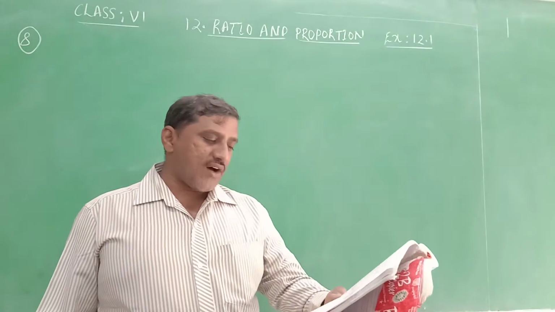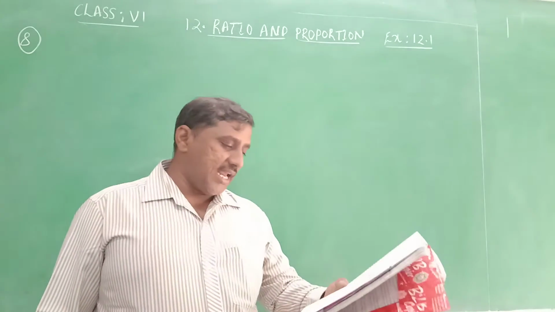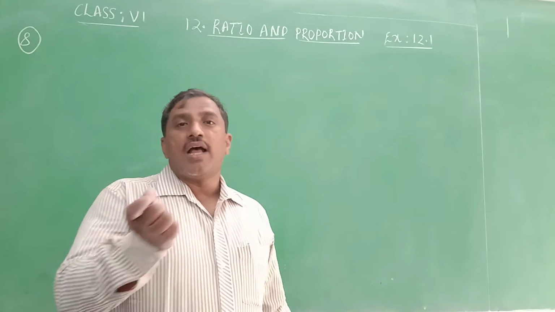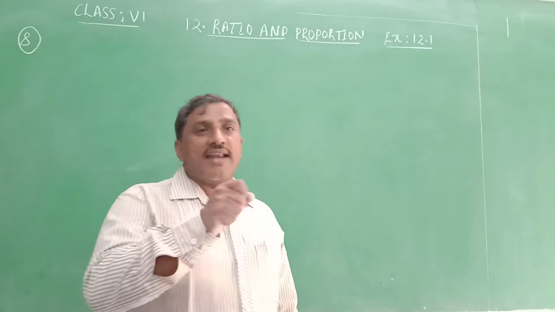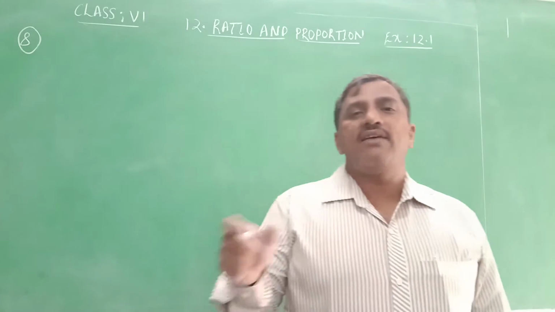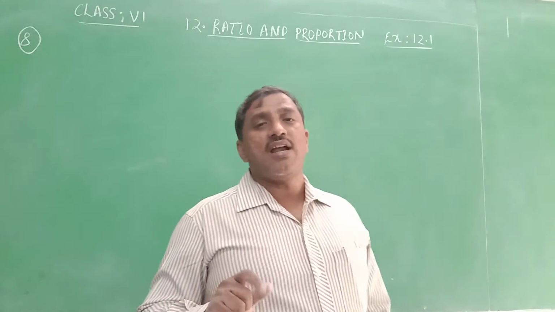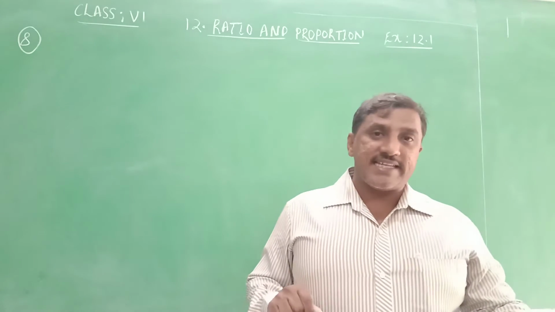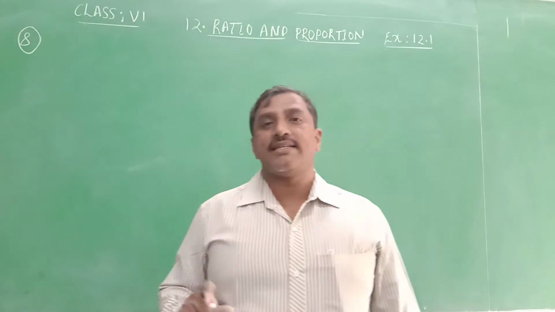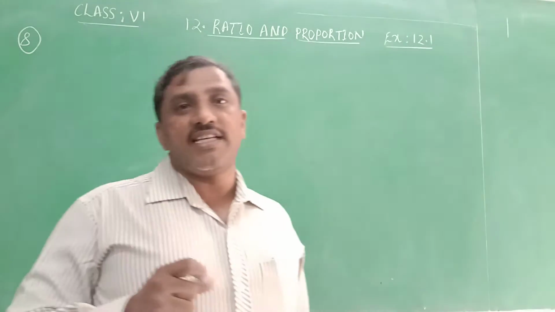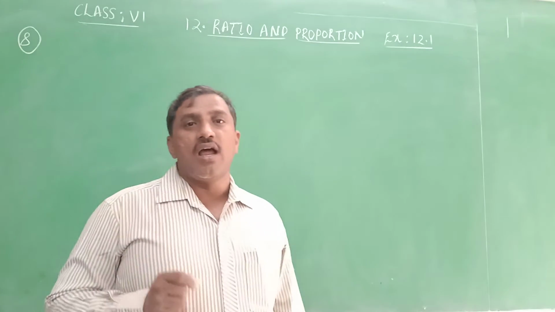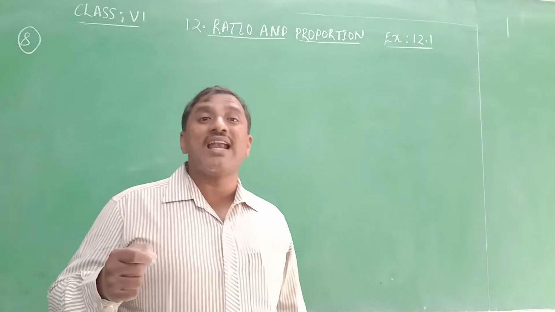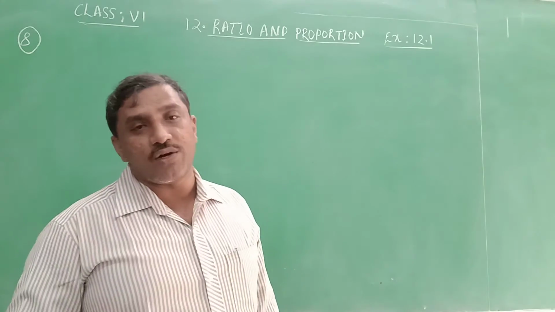Now they are asking you to find the ratio of the money that Seema earns to the money she saves. Earnings is 1,50,000, savings is just 50,000 rupees. We can find the ratio. Then the money that she saves to the money she spends. Spends means expenditure. She saved 50,000 rupees and her expenditure is 1 lakh rupees. Find the ratio between them.